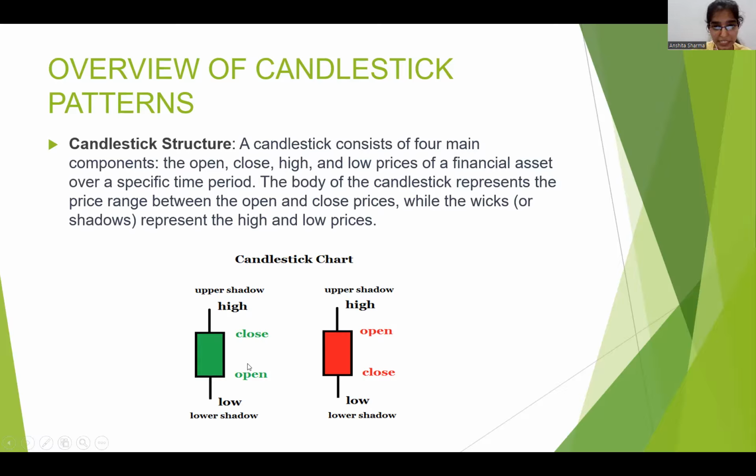And here are the four components, where the body of the candlestick represents the price range between the open and close prices, while the wicks, these wicks you can see, also called shadows, represent the high and low price. Open price means the opening transaction of the day, and close means the closing transaction of the day. High is the highest transaction of the day, and low represents the lowest transaction of the day. Green gives you the sign of positive, that the market is going high, and red gives you the downside, that the market has gone down.